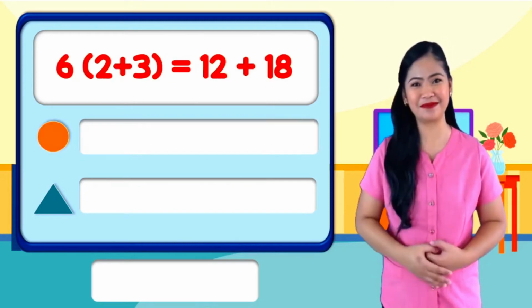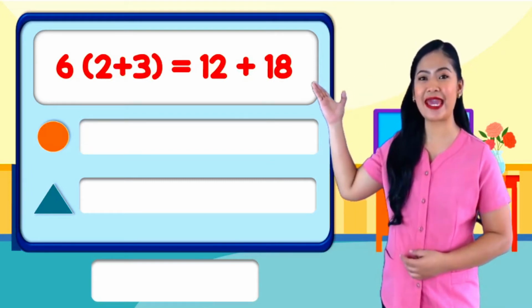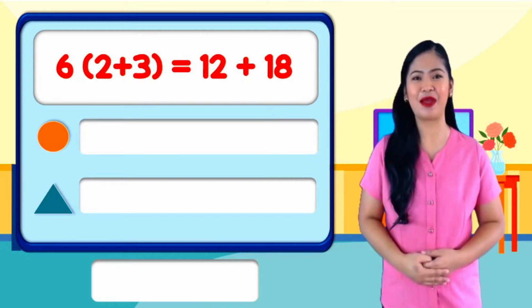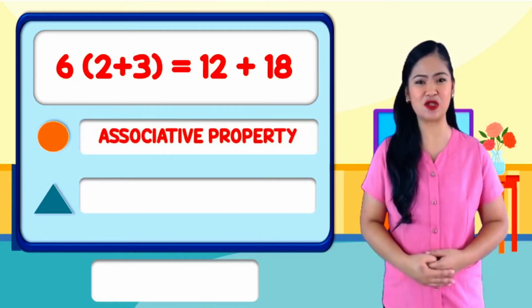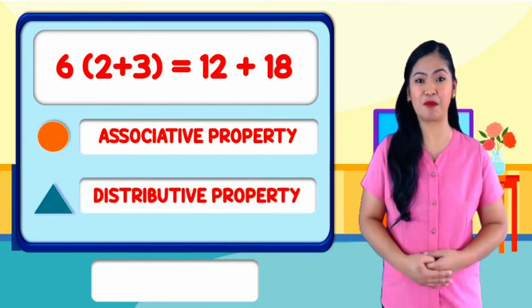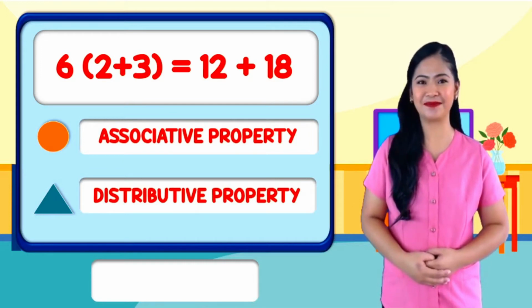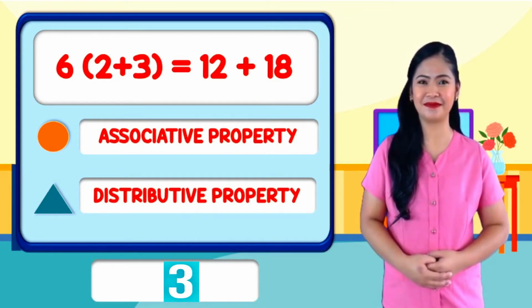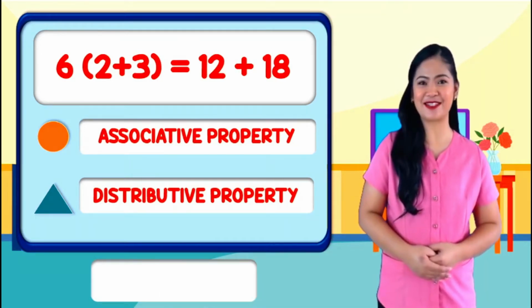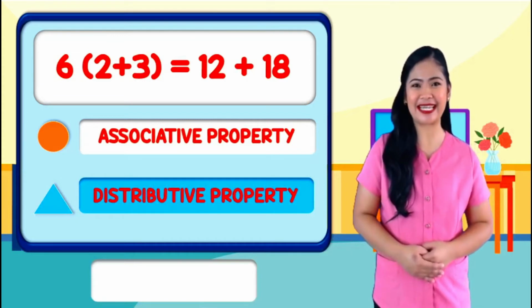Question number 2. 6 times the sum of 2 and 3 is equal to 12 plus 18. For circle, it's associative property. For triangle, distributive property. Is it circle or triangle? The correct answer is triangle, distributive property.